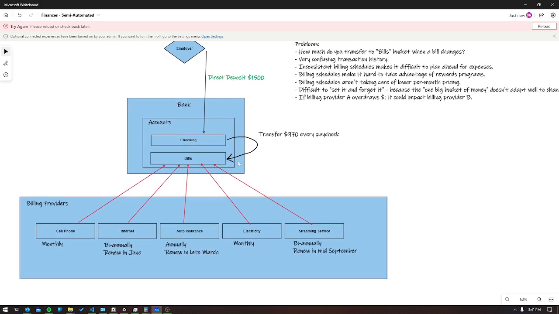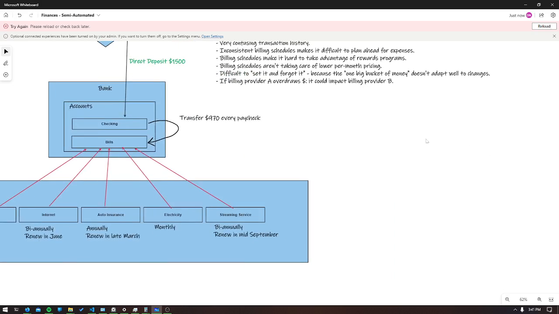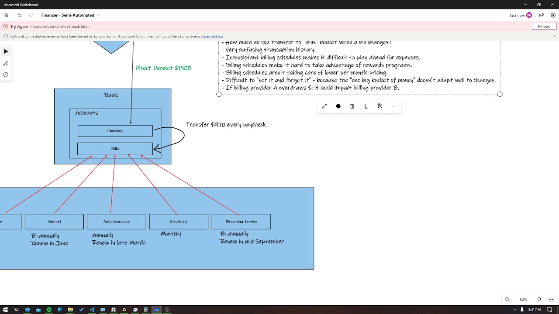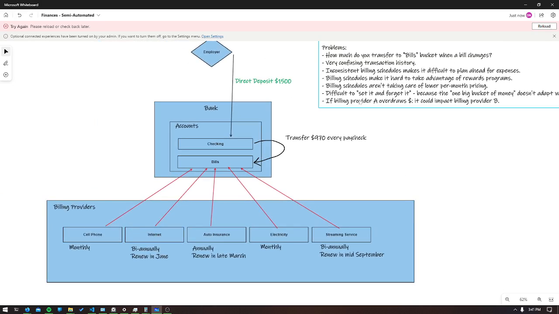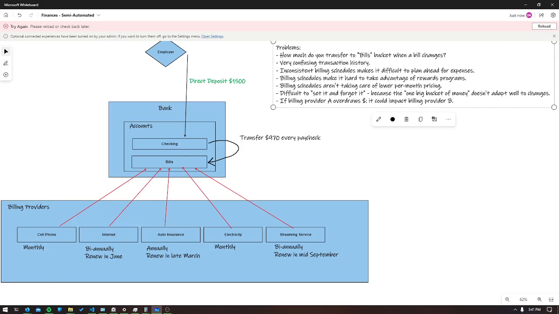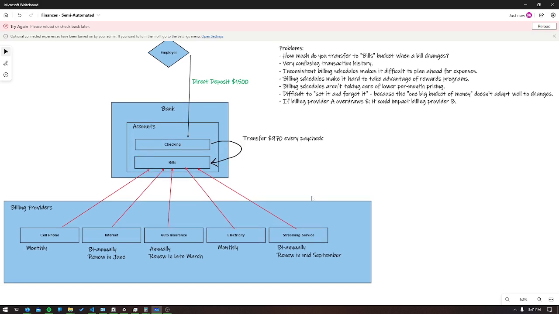It feels like a thing that you have to keep a close eye on to make sure that you don't accidentally overdraw or mess something up. So yeah, difficult to set it and forget it. Another issue here is that if one of your billing providers charges you more than expected, because all of your providers are pulling from the same account at your bank, that could impact another provider.